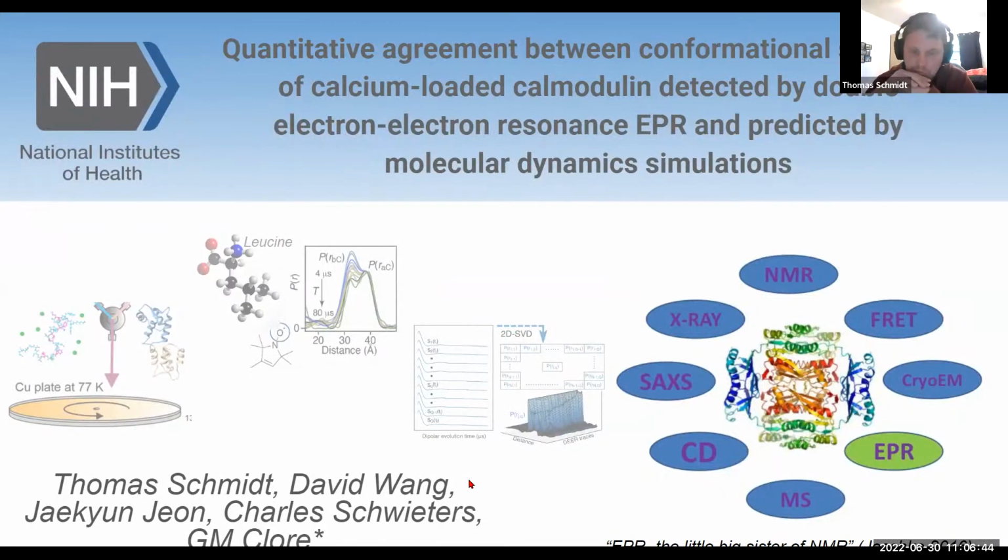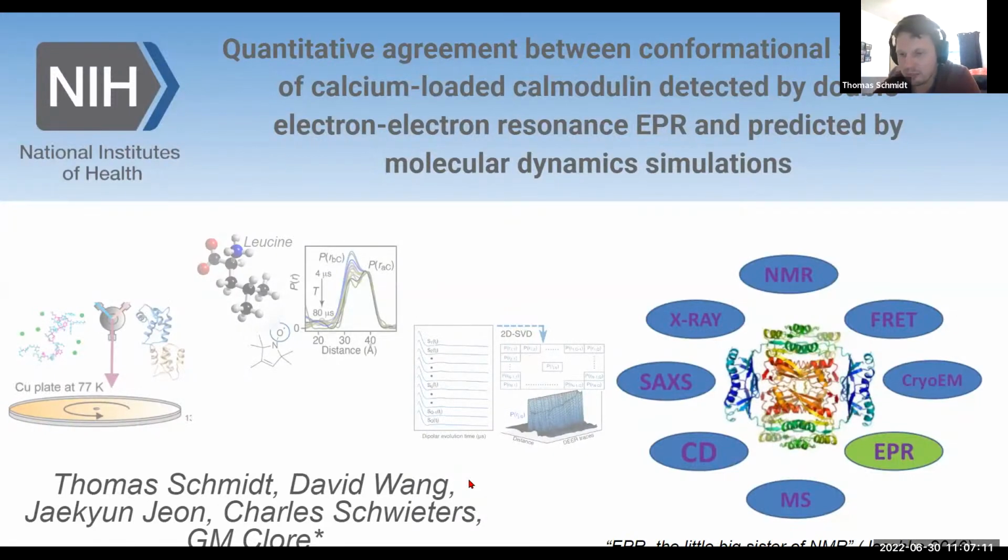So we have lately been interested, obviously we do EPR, and it might not be a big secret, but I'm really a one-trick pony, in which case it's just that I do DEER and apply it to as many systems as possible in different variations of such. Now, lately we have become interested in calmodulin.